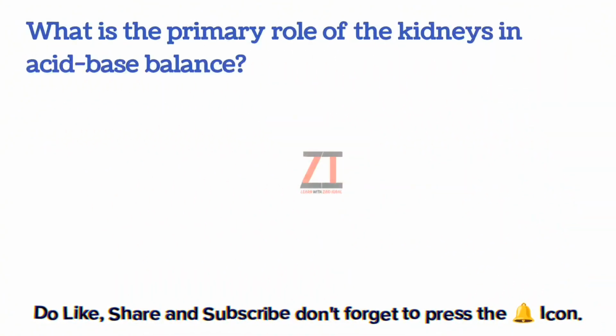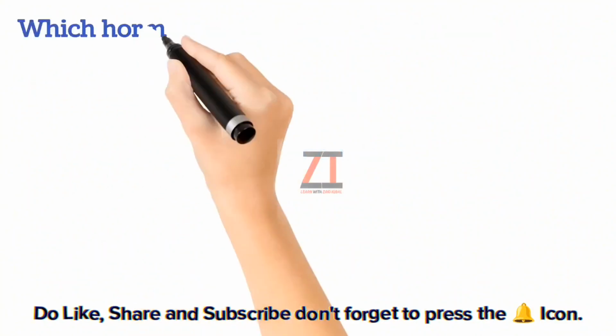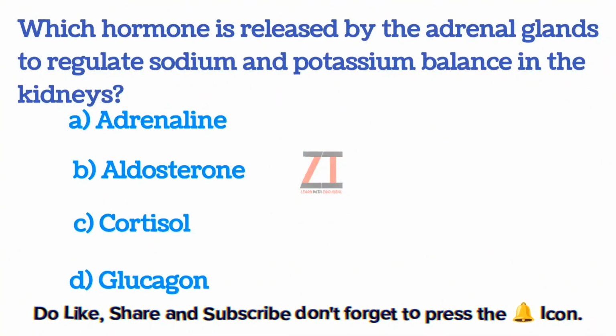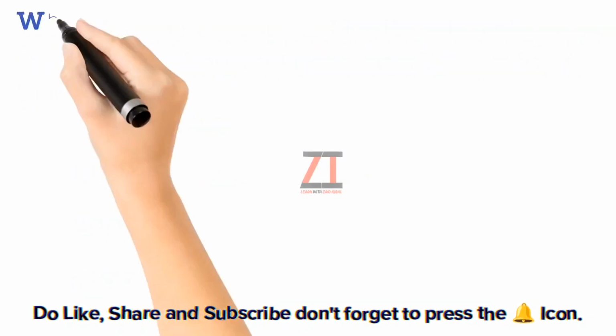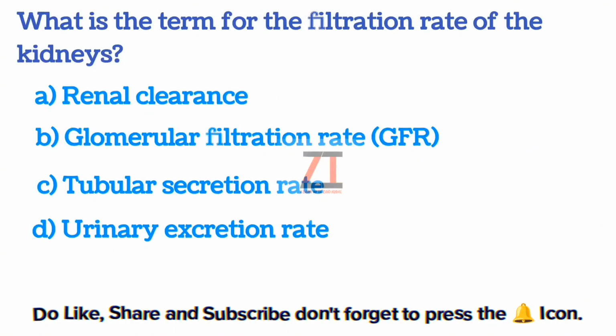What is the primary role of the kidneys in acid-base balance? Right answer is option B, reabsorbing bicarbonate. Which hormone is released by the adrenal glands to regulate sodium and potassium balance in the kidneys? Right answer is option B, aldosterone. What is the term for the filtration rate of the kidneys? Right answer is option B, glomerular filtration rate.